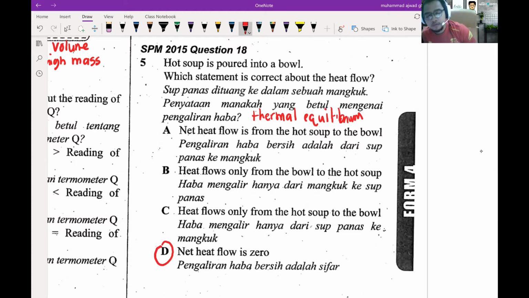Okay, net flow is from hot soup to the bowl, salah sebab dia bukannya pada soup kepada bowl je. Bowl pun transfer juga. Okay, heat flow only from bowl to the soup lagi salah because both will transfer heat. Okay, kalau benda sejuk pun dia transfer juga tapi dia transfer sikit. Okay, kena faham kat situ. So benda yang panas campur dengan benda yang sejuk, bukan yang panas je transfer pada yang sejuk. Yang sejuk pun transfer pada yang panas. But the amount of heat is too small. Okay, so tu sebab A, B, C salah.